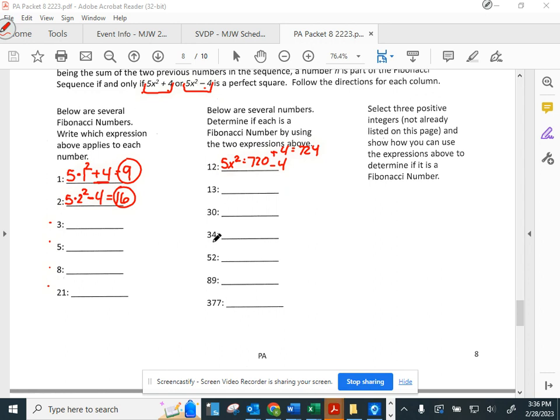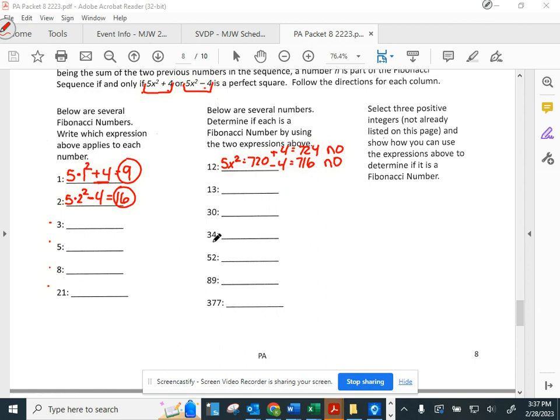When I do the square root of that, it is not a whole number by itself. 720 minus 4 is 716. When I do a square root of that, it is not a whole number. There's a decimal. So no, 12 is not a part of the Fibonacci sequence.